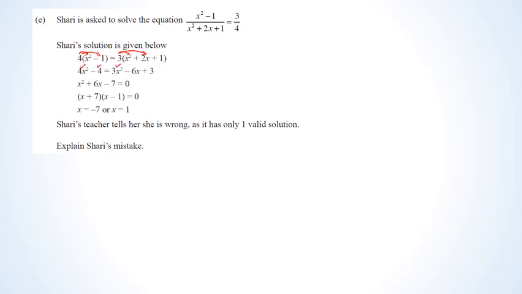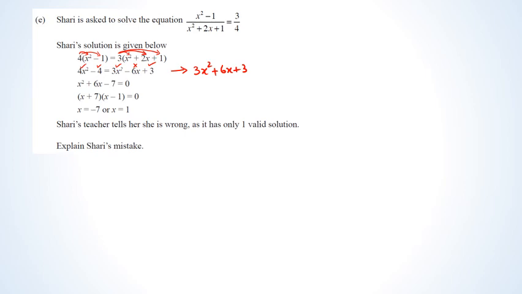Now 3x squared times 2x is actually plus 6x. And I think that's where the first mistake is. So 3 times 1 is 3, that's fine. So the first mistake that she's actually made is in this line here. She should have had 3x squared plus 6x plus 3. Okay, so that's the first mistake.